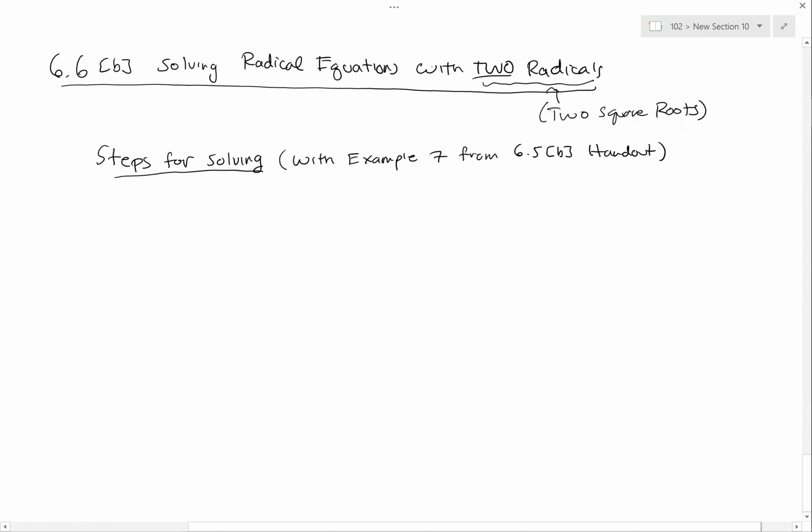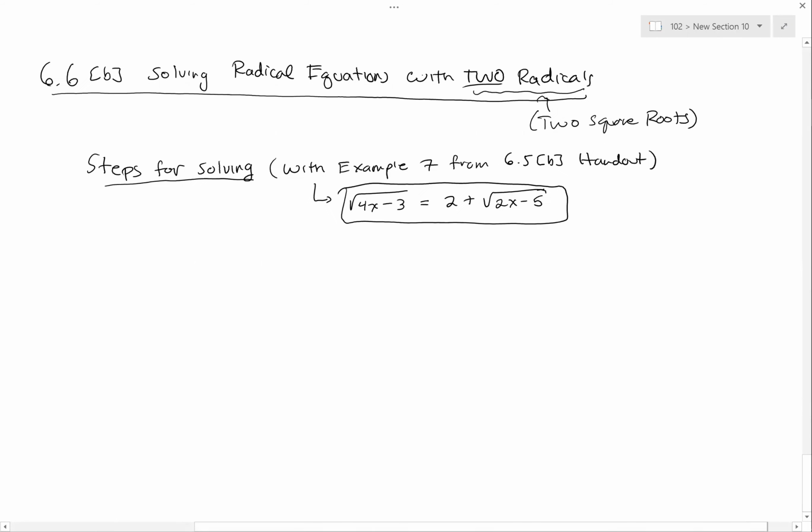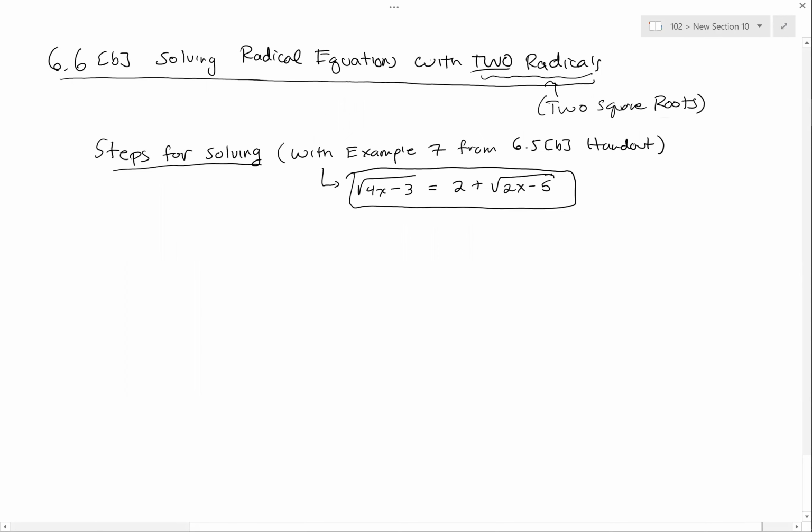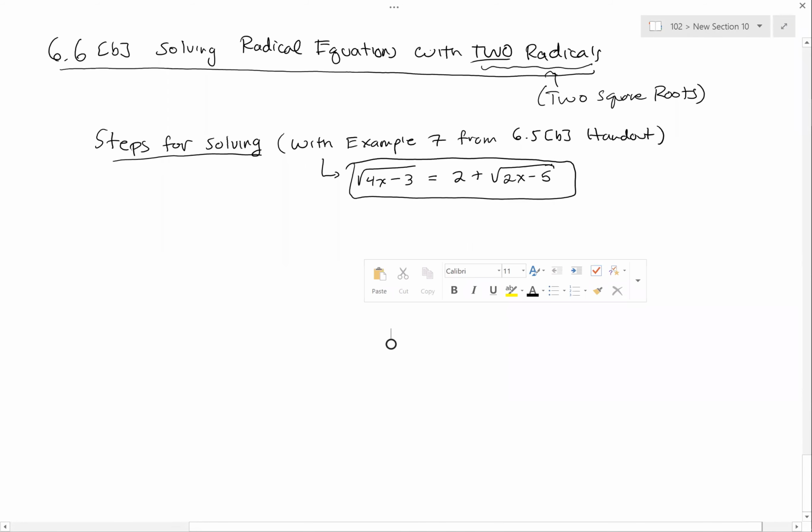So for that example, we're trying to solve the equation the square root of 4x minus 3 is equal to 2 plus the square root of 2x minus 5. That is the equation we're trying to solve here. These types of equations can be, in general, a bit more tedious than when there's only one radical. So just be ready for some complications to pop up.